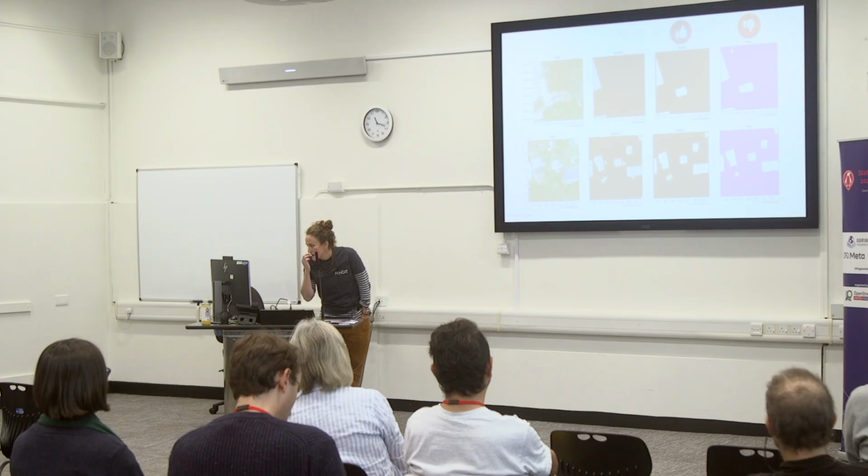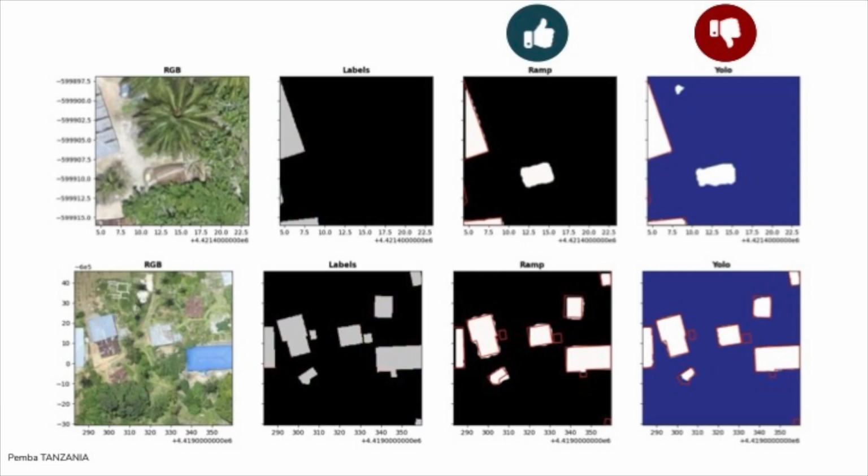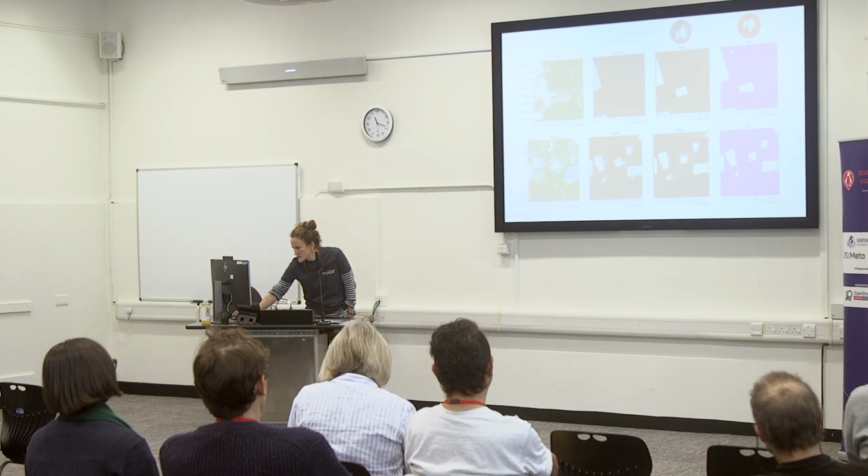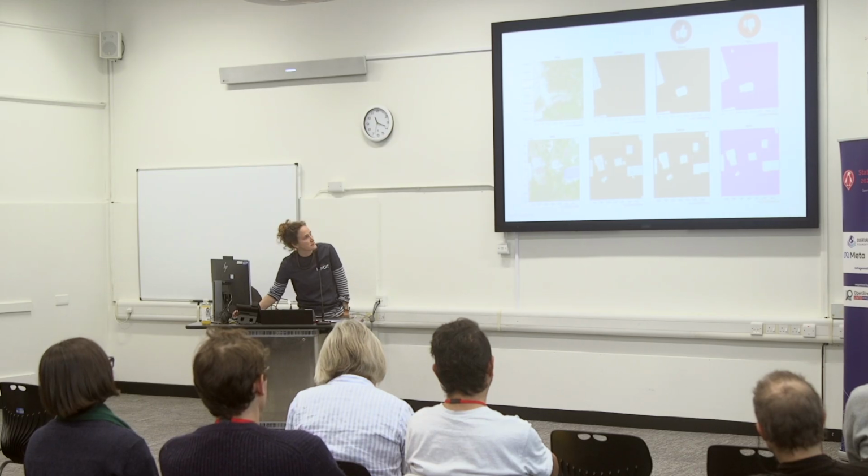Another area, this is in Pemba in Tanzania. Both of them actually see a building where the labels didn't have it. And it's probably something I would have mapped as well. So the question is maybe the labels were wrong. And this happens here as well. These are two small buildings, though, that are not detected. Maybe that's a matter of size.